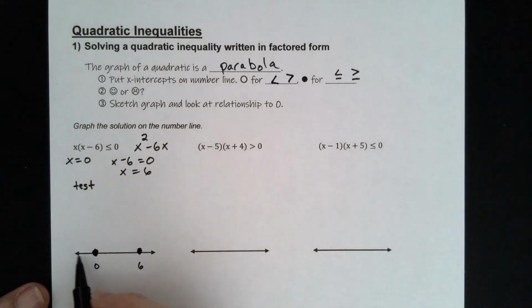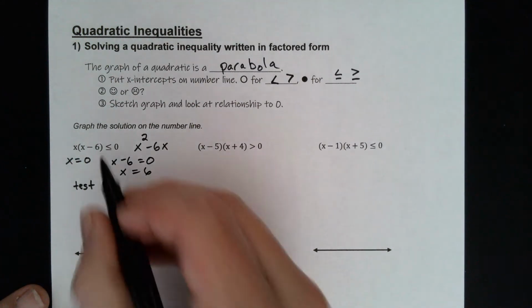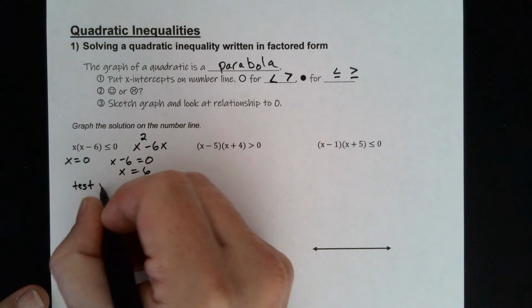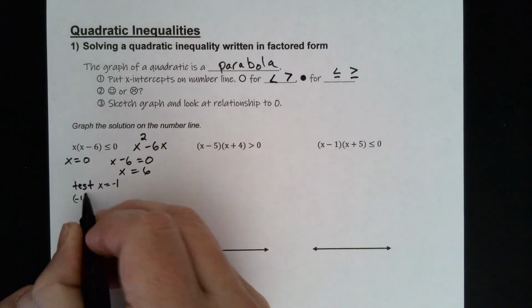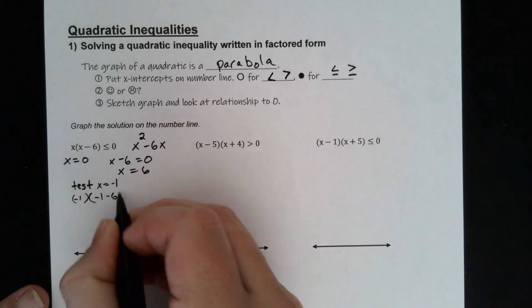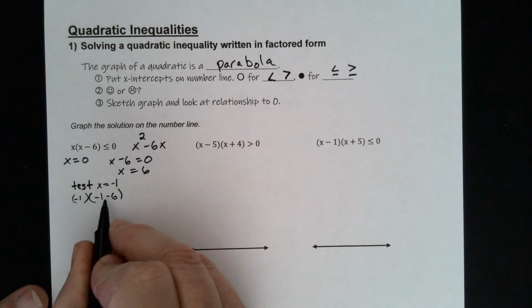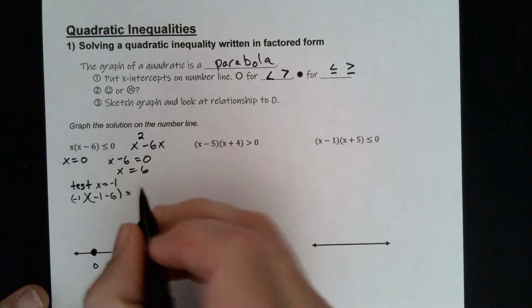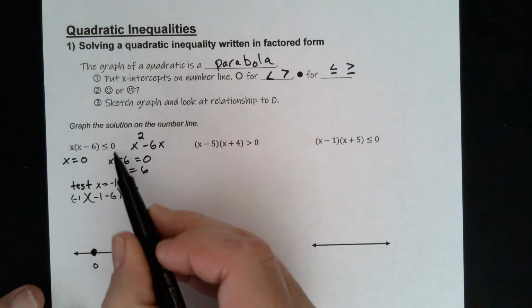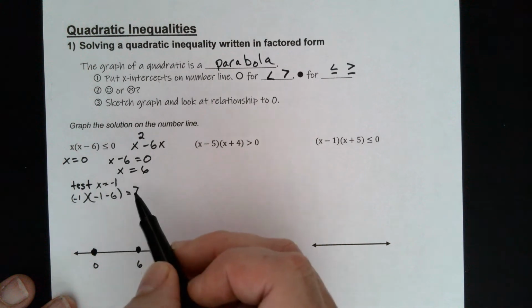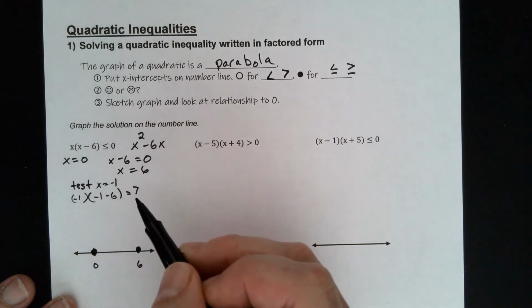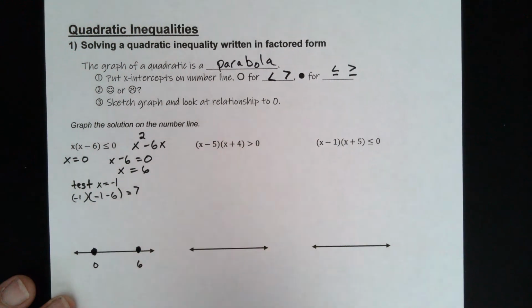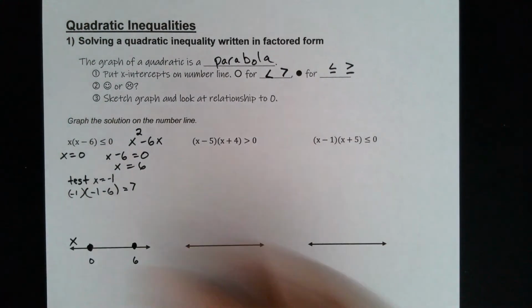We'll test this region first. We need to choose a number that's less than 0. It doesn't matter what it is, so let's choose the easiest one, which would be -1. If we test x equals -1, we'd get -1 times -1 minus 6. That's a negative times a negative, which is a positive. It would end up being +7. The problem is asking where it's less than or equal to 0, and we got an answer bigger than 0, so this region will not be part of the solution. I'll put an X on that part.